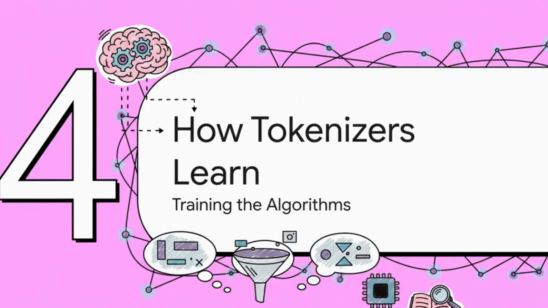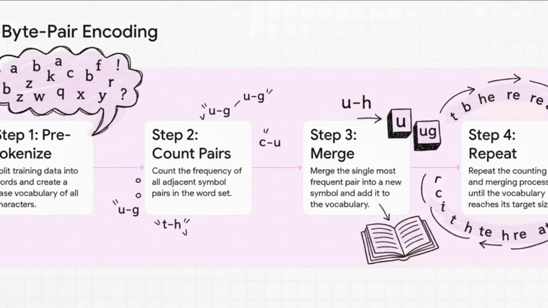So all of this seems incredibly smart, right? But it's not magic. It's not like a person sat down and wrote out all these rules by hand. These tokenizers actually have to be trained on massive amounts of text. So how do they learn the best way to chop up an entire language? One of the most famous methods is called byte pair encoding, or BPE.